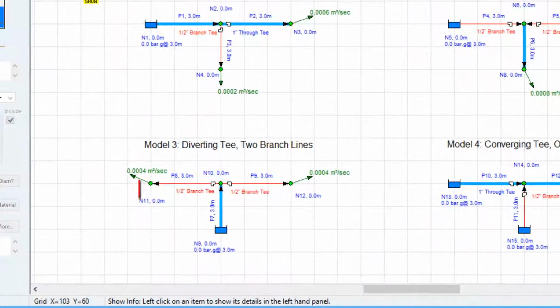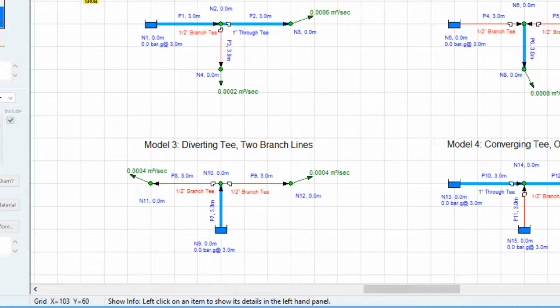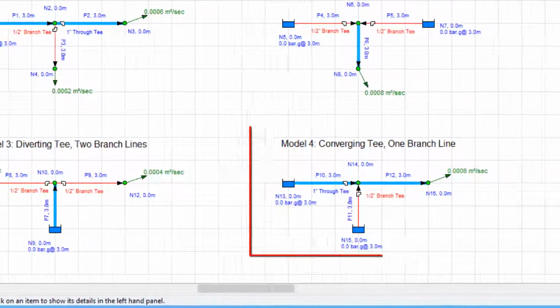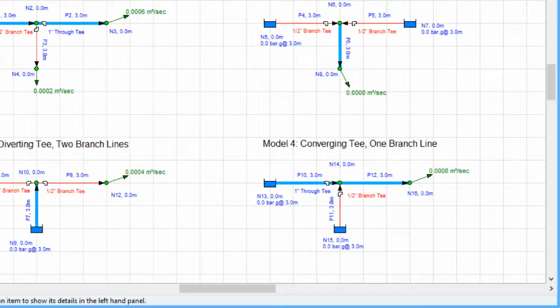Model 3 shows a diverting T with two branch lines. A branch T fitting has been added to pipe 8, and a branch T fitting has also been added to pipe 9. And finally, Model 4 shows a converging T where there is one branch line. A through T fitting has been added to pipe 10, and a branch T fitting has been added to pipe 11.